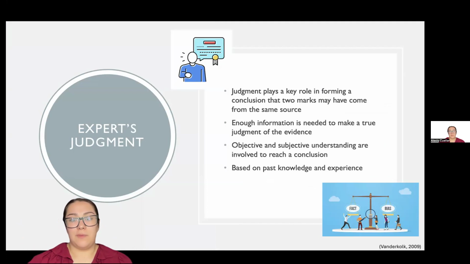So to make these judgments, enough information is needed to make sure that it's a true judgment based on the evidence. So experts are going to have to make sure that they consider the facts of the evidence, such as the measurements and the data, as well as consider their past knowledge and experience to conclude whether the two marks come from the same source. So it's going to involve objectivity and subjectivity.